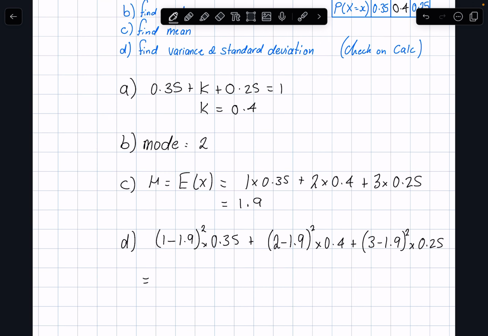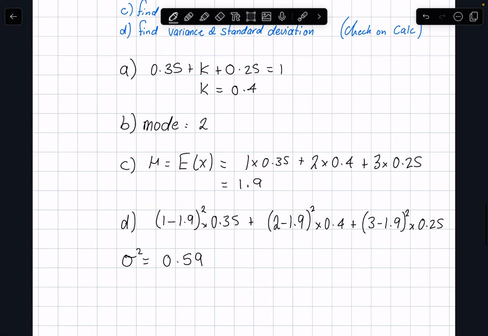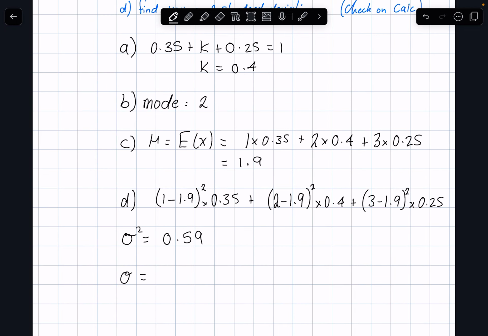Now, if I put that into my calculator, 1 minus 1.9 all squared times 0.35 plus 0.1 squared times 0.4 plus 1.1 squared times 0.25, I get 0.59, and that is my variance, so that is sigma squared. Now that means my standard deviation is the square root of 0.59, which is on the calculator, shift answer, 0.768 to 3 significant figures.